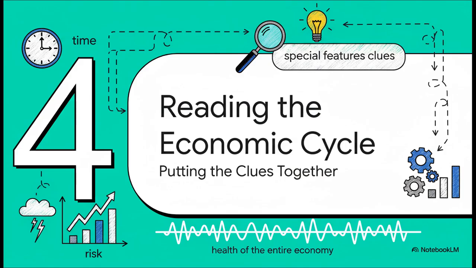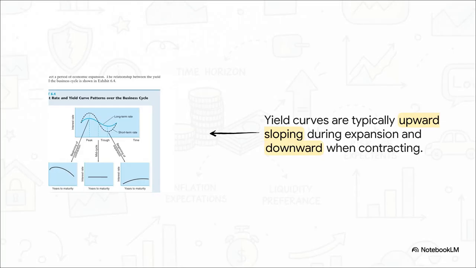All right, detective, we've gathered all the clues. We have time, we have risk, and we have all that sneaky fine print. Now it's time to put it all together and see how these clues tell a story about the entire economy. And this chart lays it out beautifully. At the beginning of an economic expansion, when things are heating up, rates are usually low and the yield curve is sloping upward. But as the economy starts to overheat, the central bank usually steps on the brakes. They raise short-term rates to cool things down, and that can cause the yield curve to flatten or even invert. And there it is again, that classic recession warning we talked about.